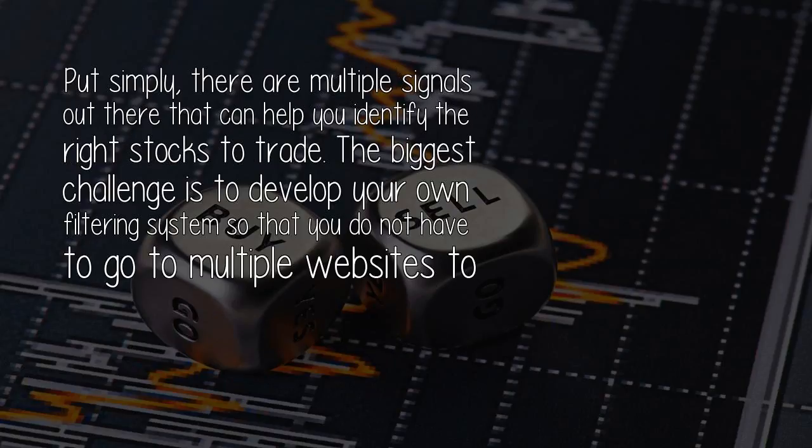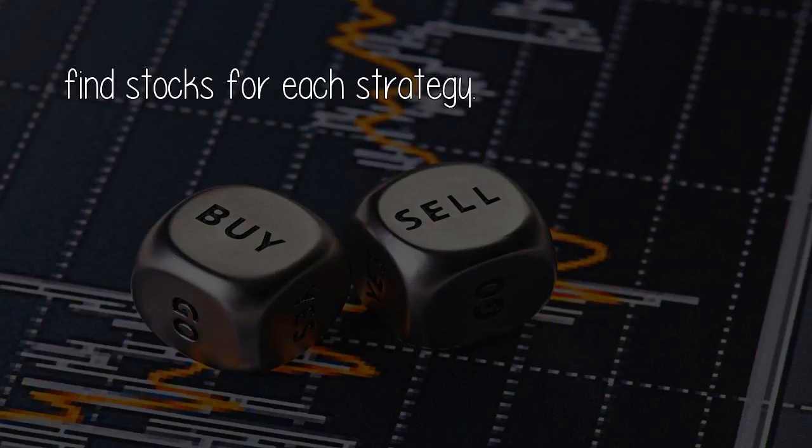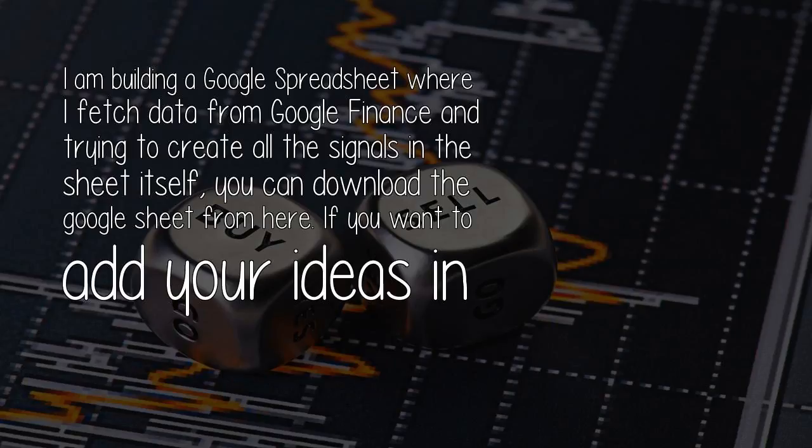Put simply, there are multiple signals out there that can help you identify the right stocks to trade. The biggest challenge is to develop your own filtering system so that you do not have to go to multiple websites to find stocks for each strategy. I'm building a Google spreadsheet where I fetch data from Google Finance and am trying to create all the signals in the sheet itself.